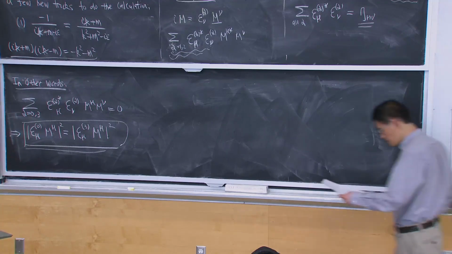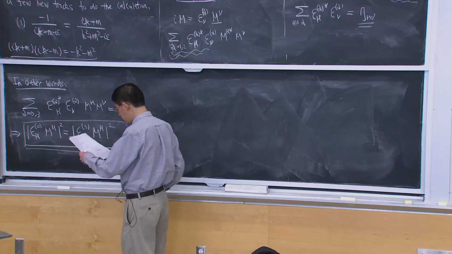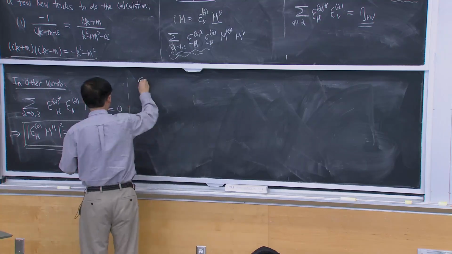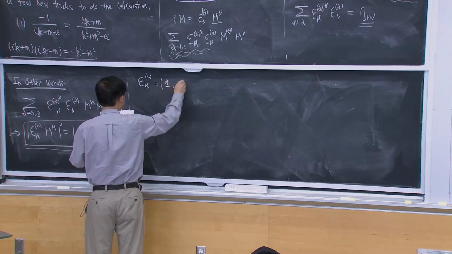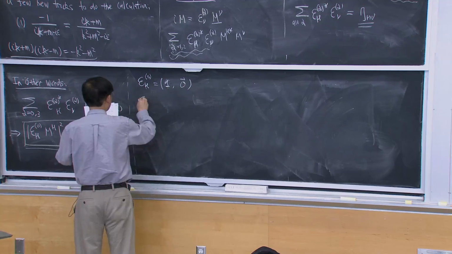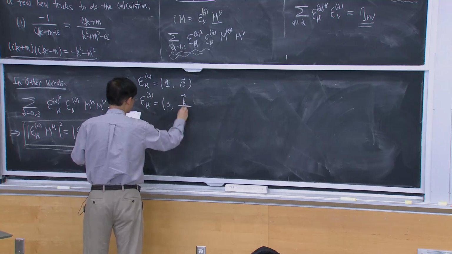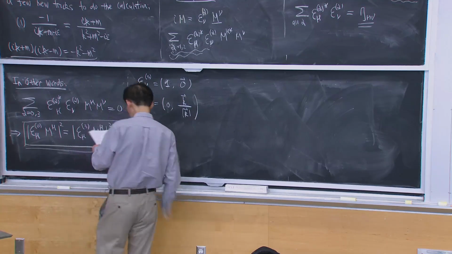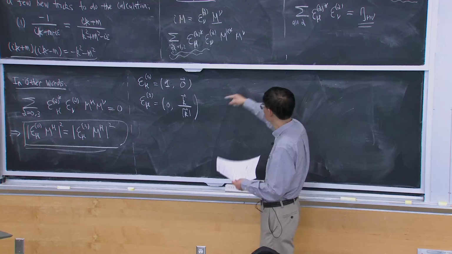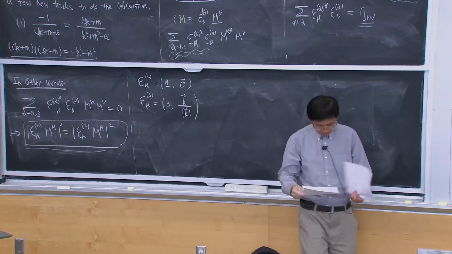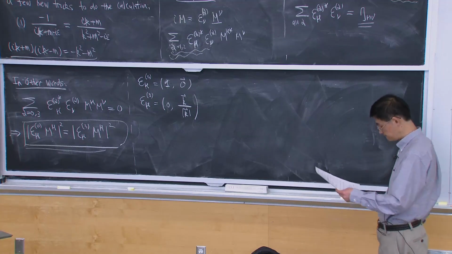Okay, good. So now let me try to show this is true. Let me just remind you of a convention: epsilon mu 0 is just 1, 0, 0, 0, and epsilon mu 3 is in the direction of the k. And the epsilon mu 1, 2 will be orthogonal to both of them.